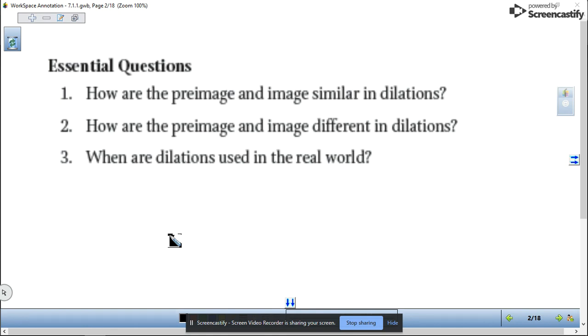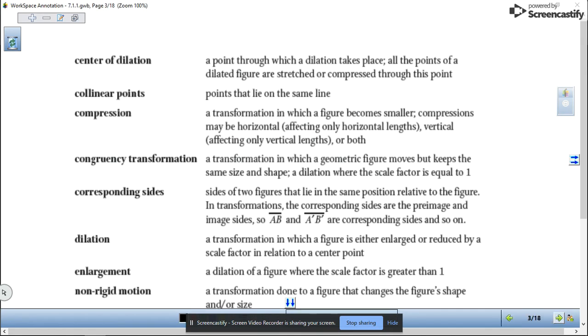So, essential question: how are the pre-image and image similar in dilations? I want you to notice that we're using the word dilations quite a bit here. How are pre-image and image different in dilations? When are dilations used in the real world? So, first off, what are dilations?